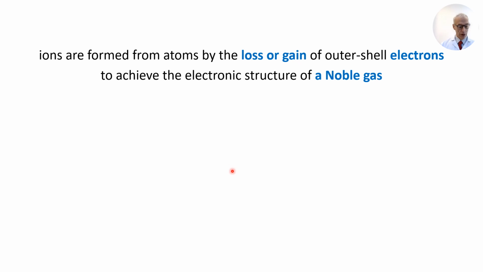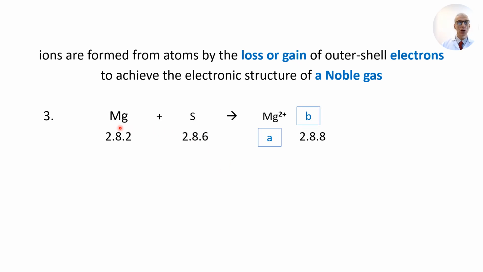So let's move beyond group 1 and group 7. Let's look at a group 2 and a group 6 compound. Complete the missing information. Come back when you are ready.